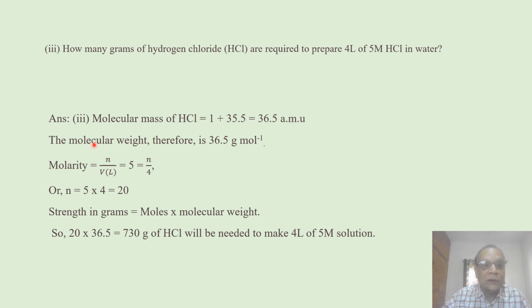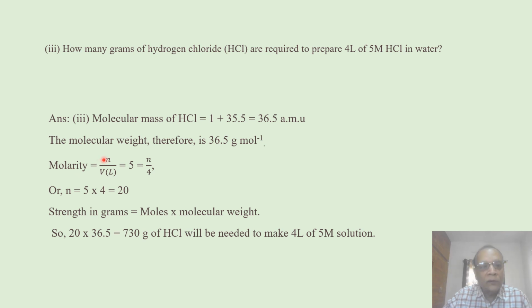The answer is as follows. The molecular mass of HCl is 1, the atomic weight of H, plus 35.5, the atomic weight of chlorine, so the total molecular mass is 36.5 AMU. The molecular weight, therefore, is 36.5 gram per mole, because molecular weight is nothing but molecular mass expressed in grams.